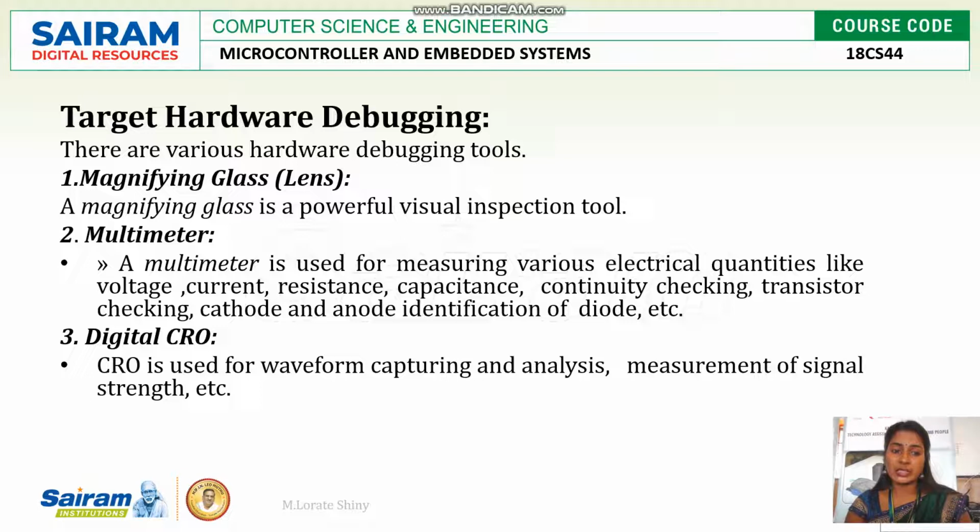Next we have the digital CRO. The digital CRO is a more sophisticated device when compared with the multimeter. This is used for capturing and analyzing various waveforms, and by using this we can also find the signal strength. There are two types of CROs, digital CROs and analog CROs.